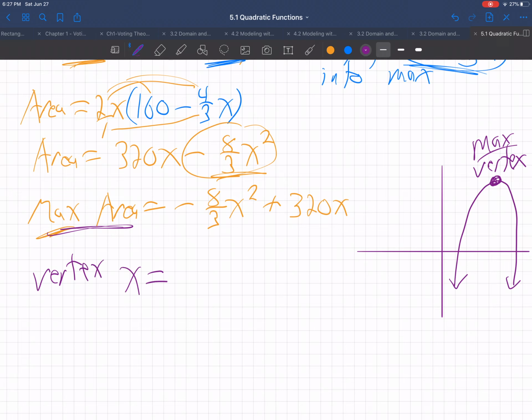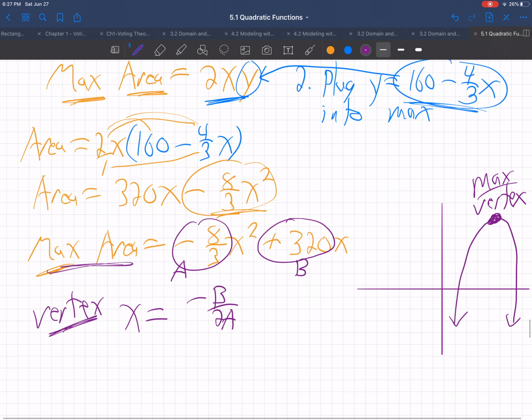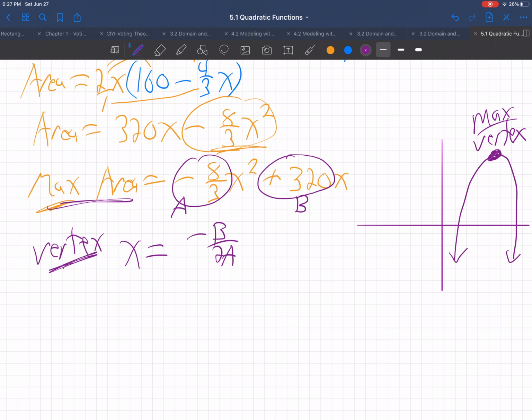X equals, and what's the formula for the vertex, for the center of a parabola, the highest point on a parabola that goes down? It's negative b over 2a. Very important formula to know and have with you on the exam. So how do we find the b and the a? Well, this is the a. A is whatever's next to x squared. This is the b. A and b are the numbers in front of x squared and x.